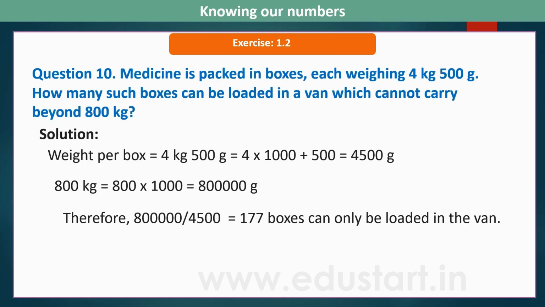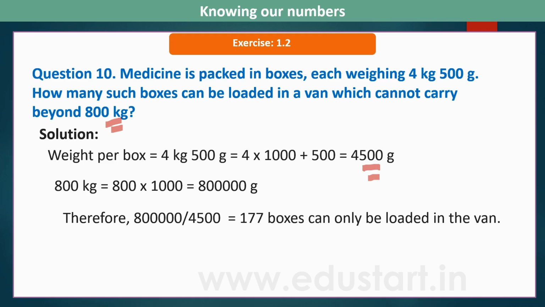Medicine is packed in boxes, each weighing 4 kg 500 grams. How many such boxes can be loaded in a van which cannot carry beyond 800 kg? Okay, so now what is the weight of each box? So 4.5 kg. So now let's see. First let's convert everything into grams. Now weight per box is equal to 4 kg 500 grams, which is equal to 4 into 1000, because we know 1 kg is equal to 1000 grams. So 4 into 1000 plus 500, which is 4500 grams.